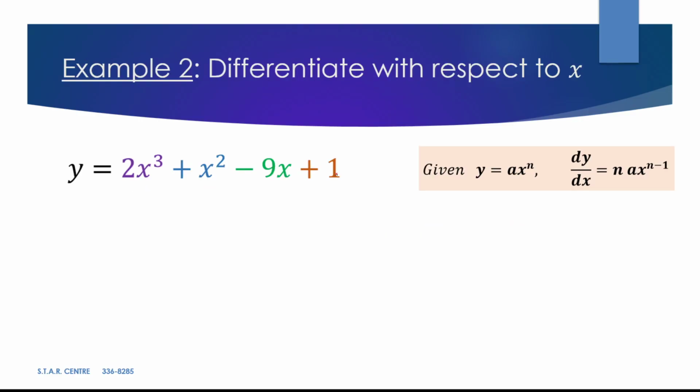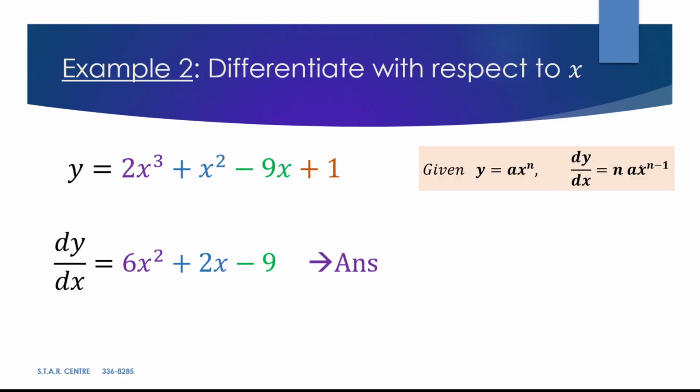Let's look at another example. So I have another polynomial. y equals 2x cubed plus x squared minus 9x plus 1. And I want to differentiate y. So dy dx, I'm just using the different colors to show which terms were differentiated to give the result in the dy dx line. So this is the power rule again.